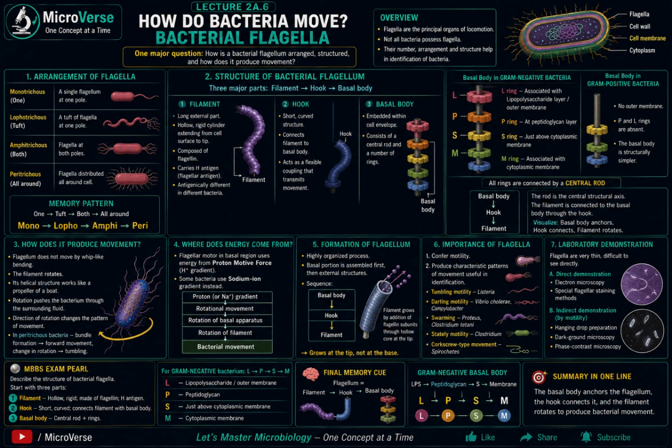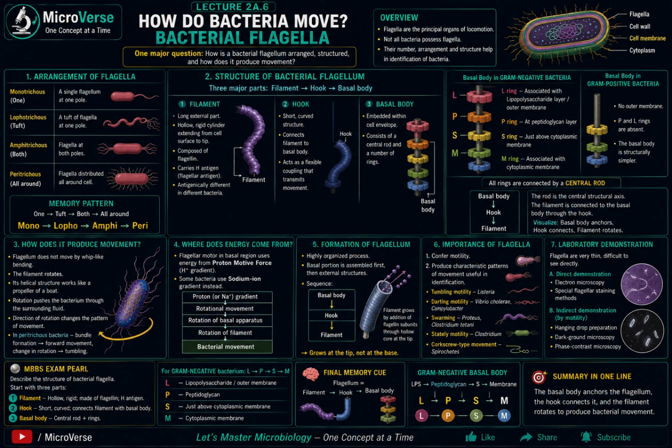Then the basal body in gram positive bacteria. Gram positive bacteria do not possess an outer membrane, therefore the basal body is structurally simpler. The P and L rings are present. The basal body has the inner membrane associated and outer supporting components corresponding to its simpler cell envelope architecture. Then the important concept, the central rod. All these rings are connected by a central rod.